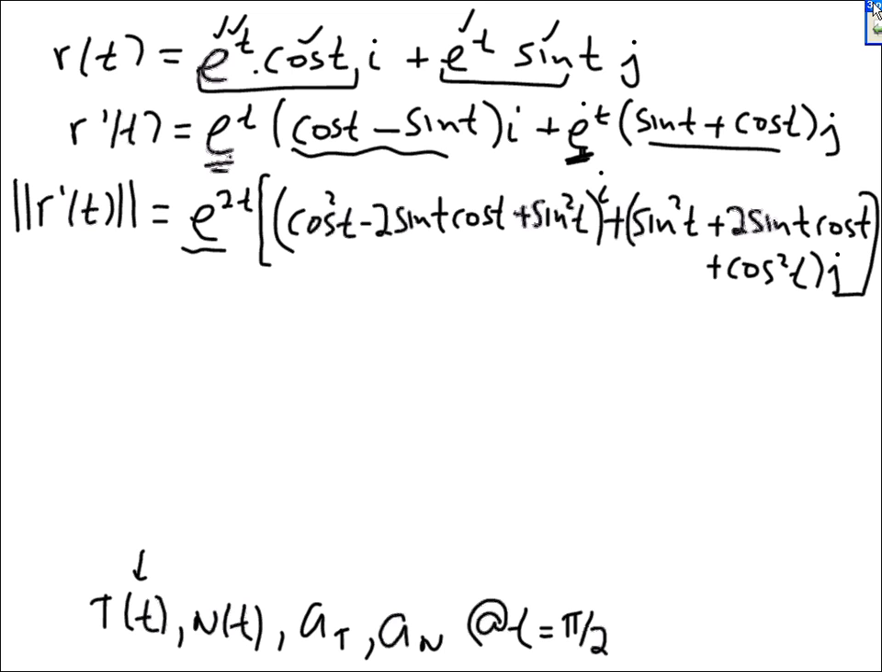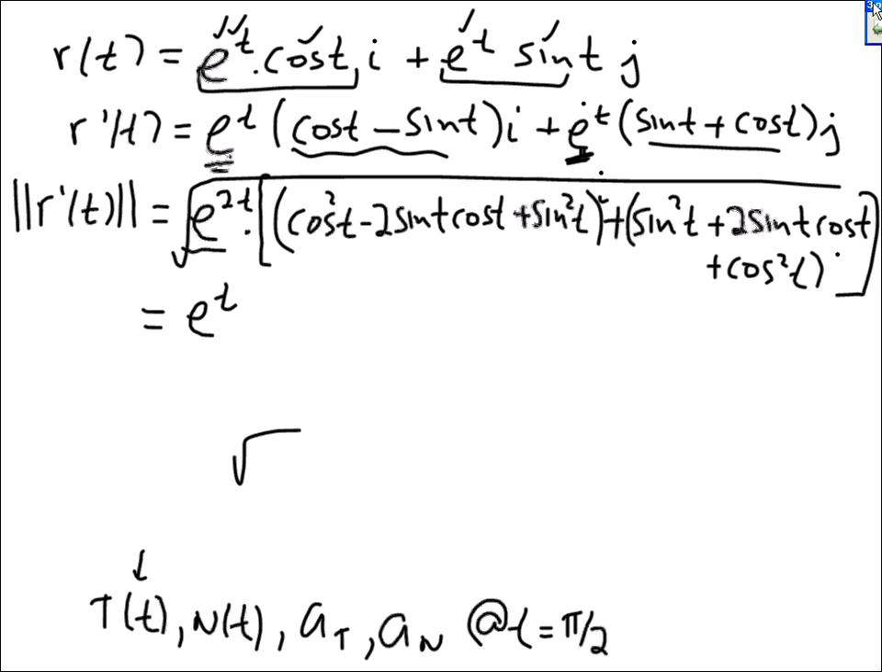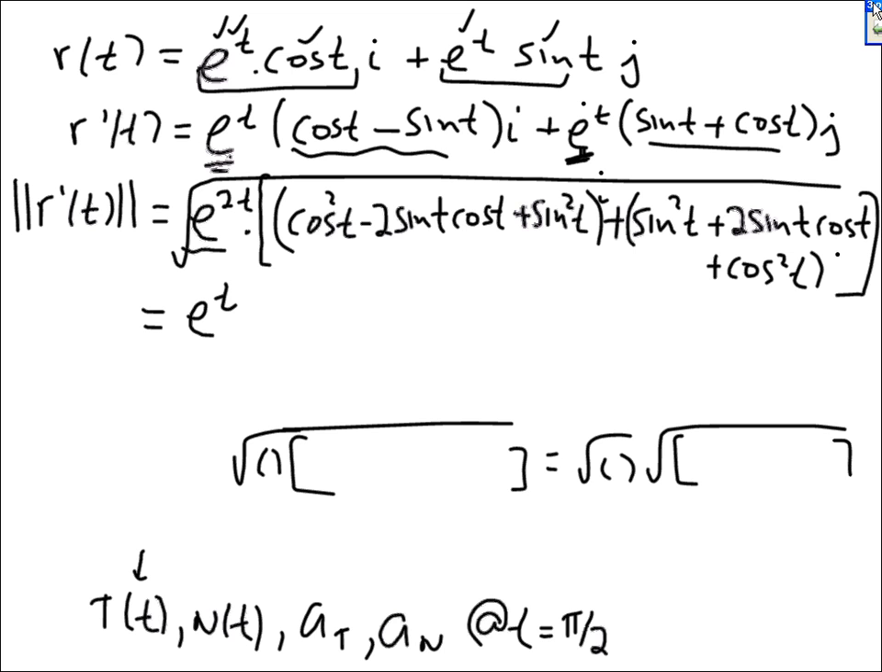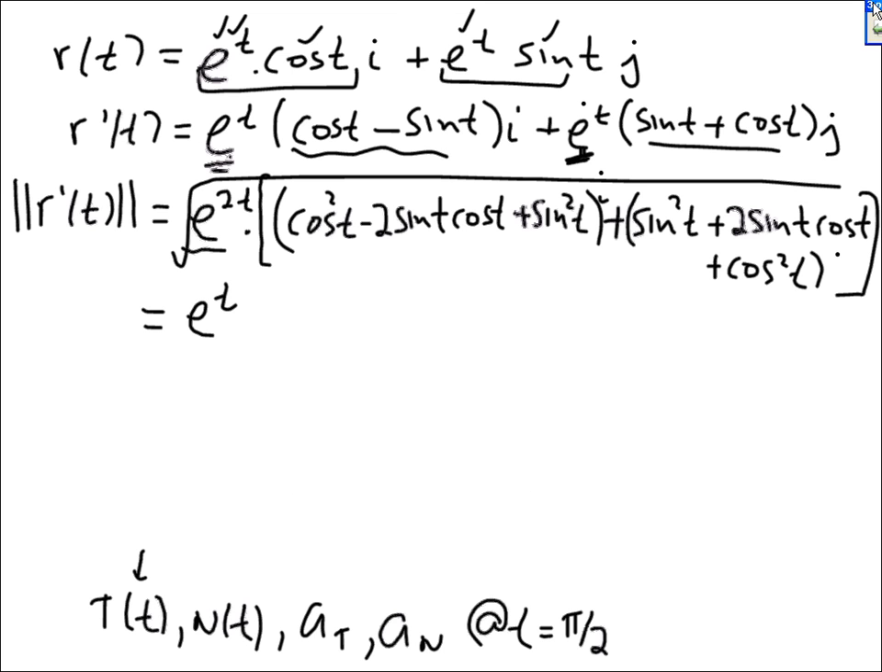Okay, since we're finding the length, there's no i's and j's, but then we have to take the square root of the whole thing. The square root of e to the 2t is e to the t. When you have a product, I don't care if it's a little thing times a big thing, it's the square root of the first factor times the square root of the second factor. They don't have to be the same size. The square root of ab is always the square root of a times the square root of b.